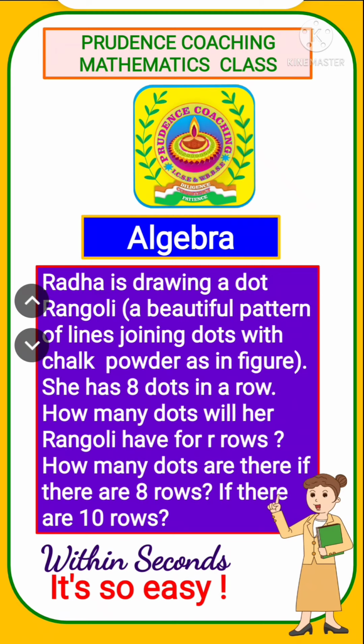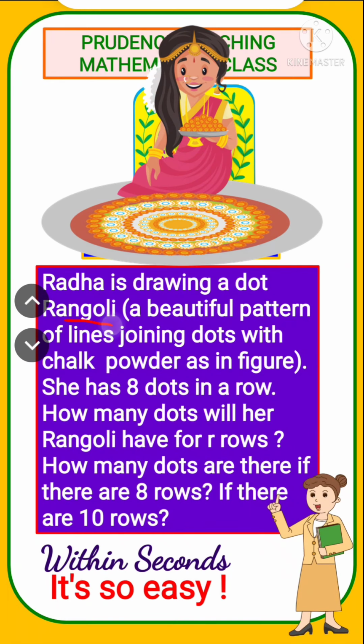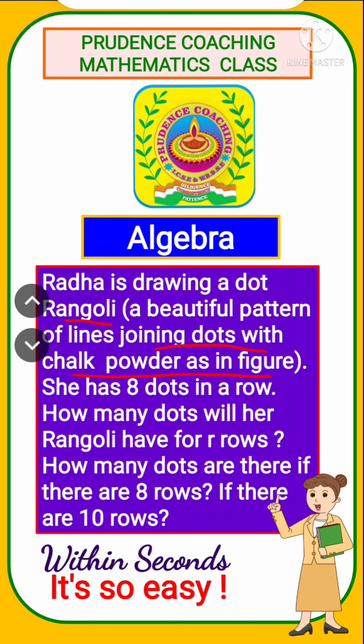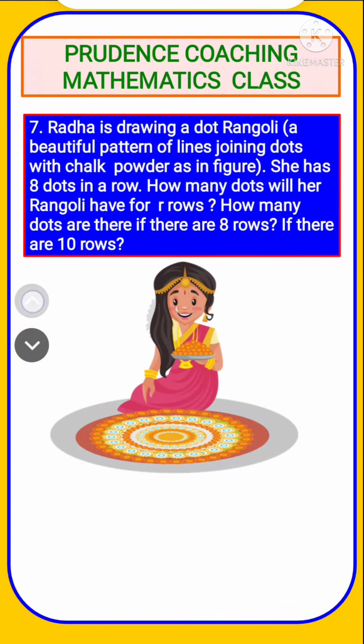As we have completed till sum number 6 in the previous video, today we will be starting with sum number 7. So let's read the question first. Radha is drawing a dot rangoli. So Radha is a girl. She is drawing a dot rangoli, a beautiful pattern of lines joining dots with the chalk powder as in the figure. So as you can see in this picture, she is drawing like this.